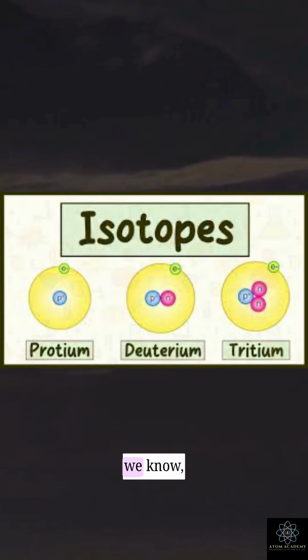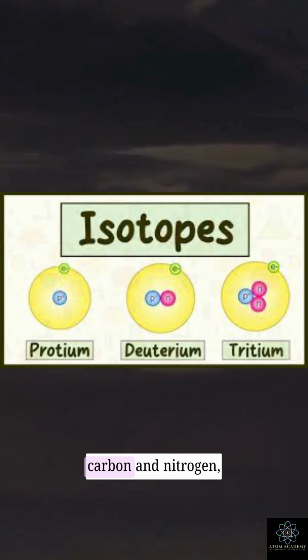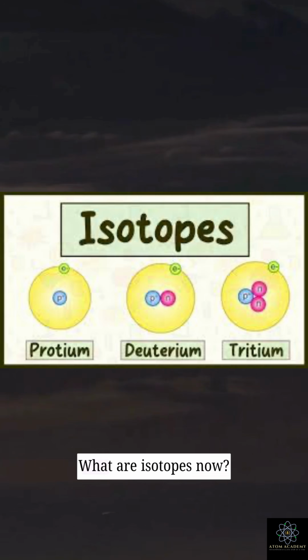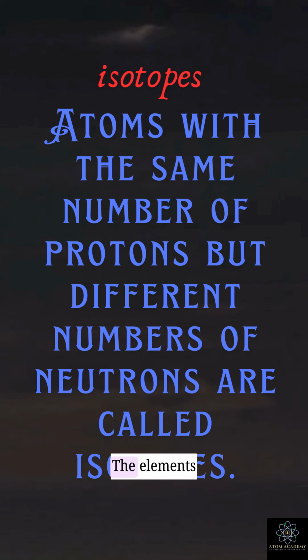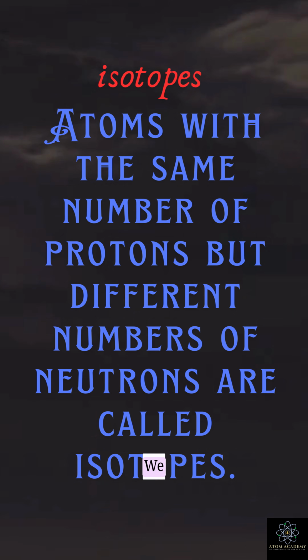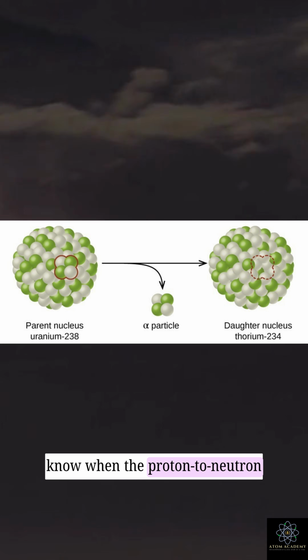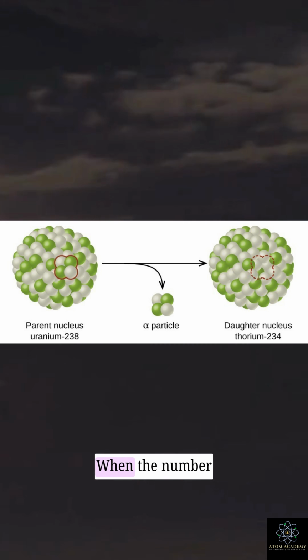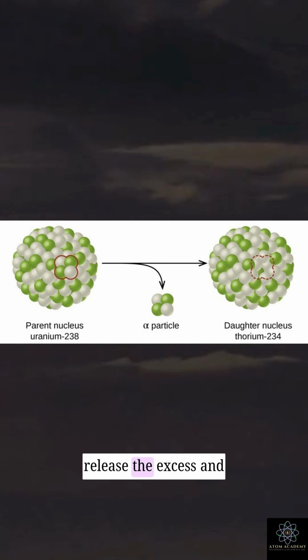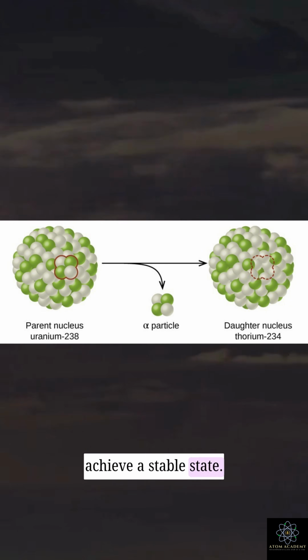Like many other elements we know, for example, oxygen, carbon, and nitrogen, uranium also has isotopes. What are isotopes now? The elements with the same number of protons but different number of neutrons in its nucleus. We know when the proton-to-neutron ratio is imbalanced, when the number of neutrons increases, the nucleus tries to release the excess and achieve a stable state.